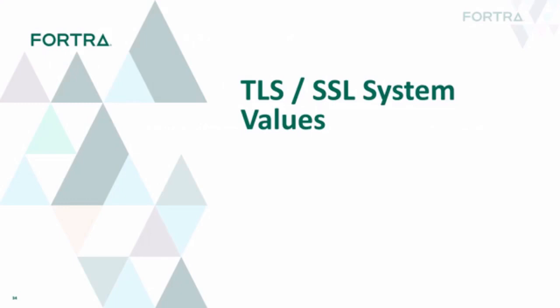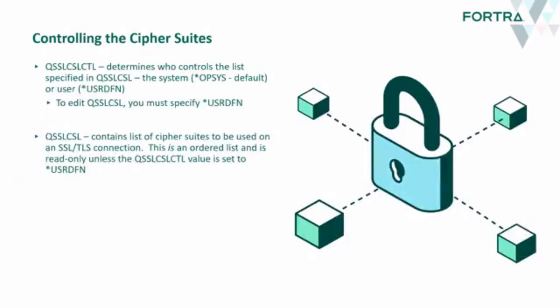So we've talked about our objects. Now, what about encrypting all of the data that's flowing in and out of our systems? So that's all controlled with the cipher list control system value and the cipher list itself.